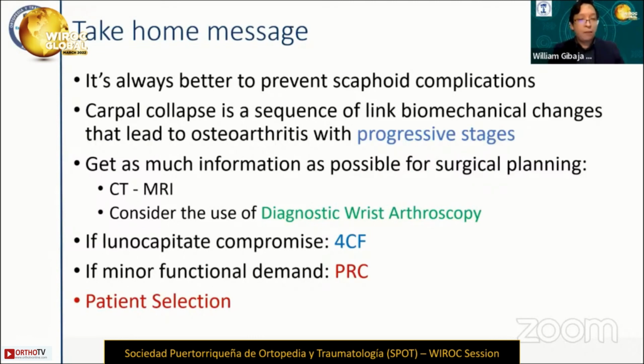We know that carpal collapse is a sequence of biomechanical changes that lead to osteoarthritis. You need to get as much information as possible for your surgical planning and consider diagnostic wrist arthroscopy, especially if you want to do a proximal row carpectomy. If you enter with a scope and you evaluate the proximal capitate and you see that it is not injured, then you can continue with your proximal row carpectomy. But if you find arthritic changes here, then that no longer will be an option and you will need to do a four-corner fusion. So patient selection is the most important thing.